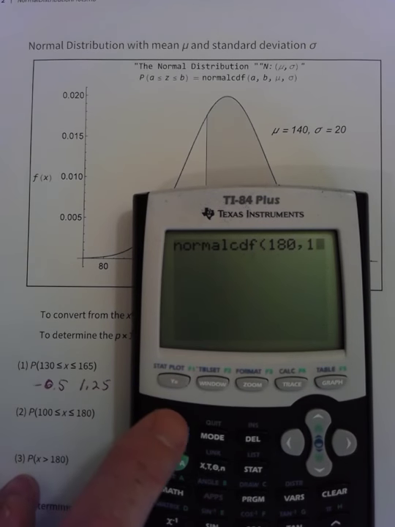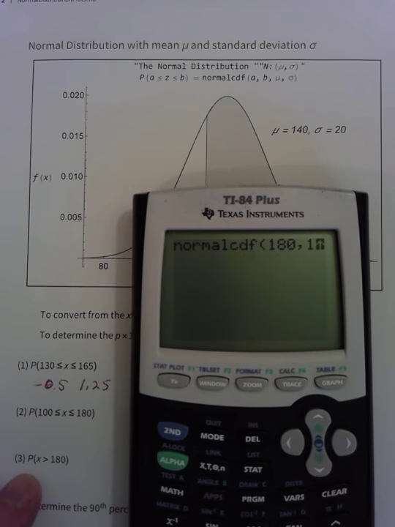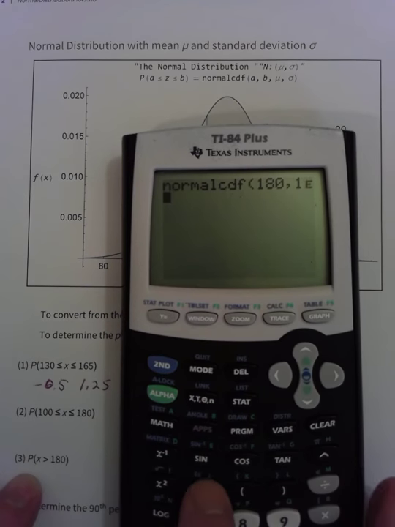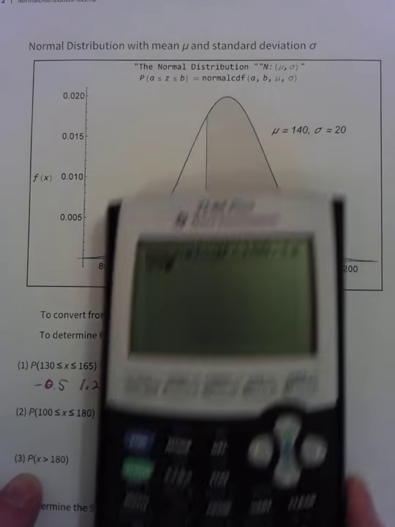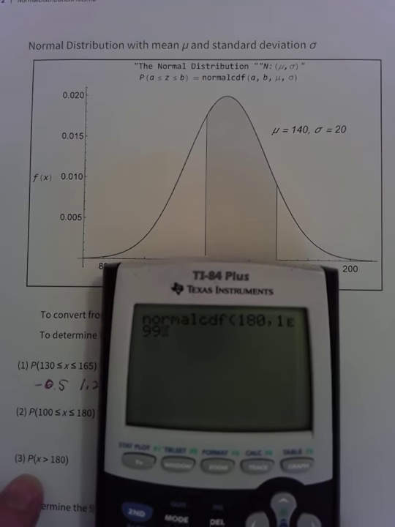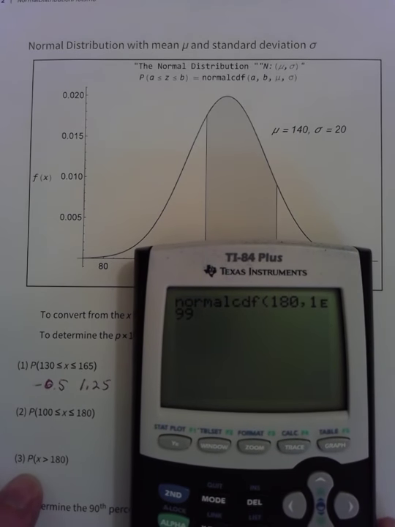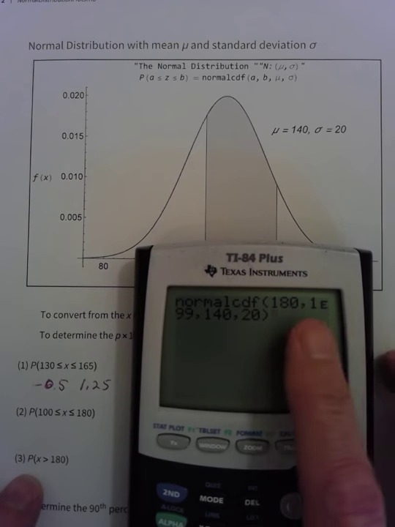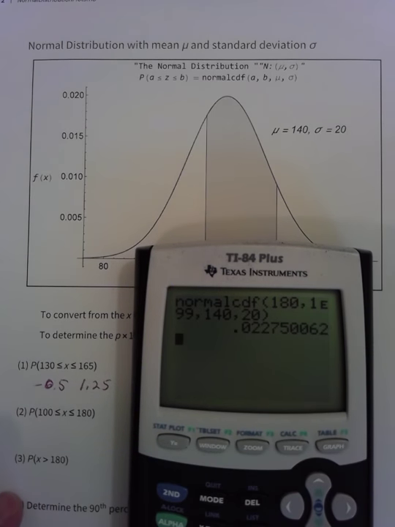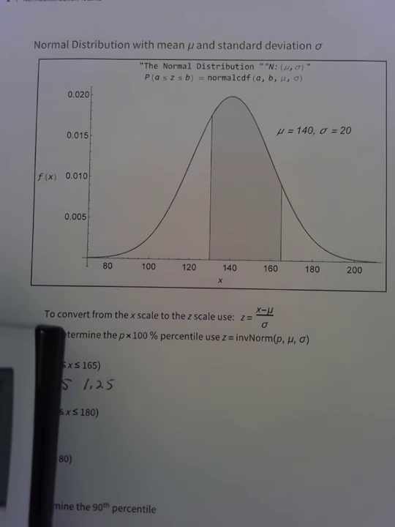So second of the comma is double E, and then 99. So that's 1 times 10 to the 99th power. That's the biggest number the calculator knows. And then comma, the mean 140, and the standard deviation of 20. And that will give the probability of finding X anywhere bigger than 180, 180 essentially to infinity. And I'm going to write this one down.